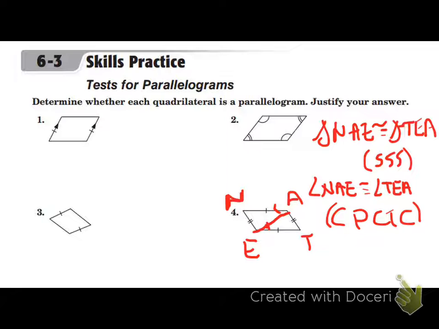Would you guys also agree that angle NEA is congruent to angle TAE? Yeah. Why? Very good.